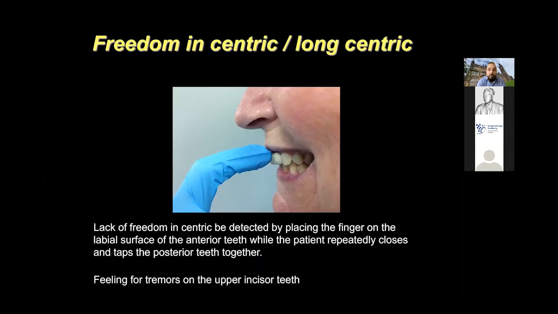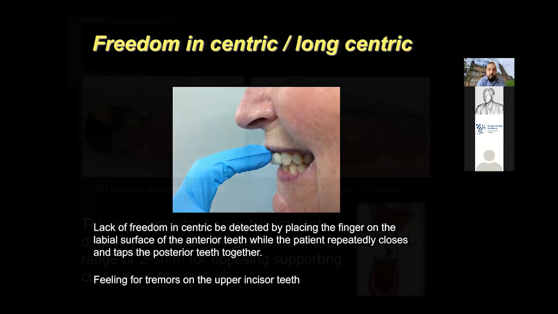Freedom in centric: how would you know whether you have freedom in centric or not? If your fingers are clean now while you're listening to my lecture, okay, guys, or sanitized, make sure that your hands are clean. You can put your finger on the labial aspect of the upper incisors and just tap on your back teeth. If you feel any sort of tremor or jerking movement in the anterior teeth, that means you don't have freedom in centric. This is a simple test. It's not very objective, of course; it's a subjective assessment, but it gives you an idea whether you have freedom in centric or not. I'm sure now people are testing their teeth and you can tell.